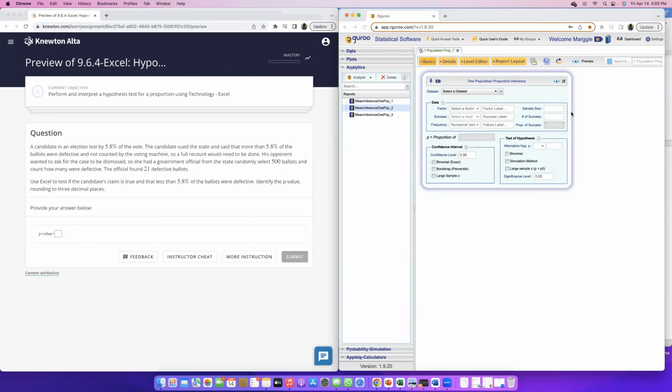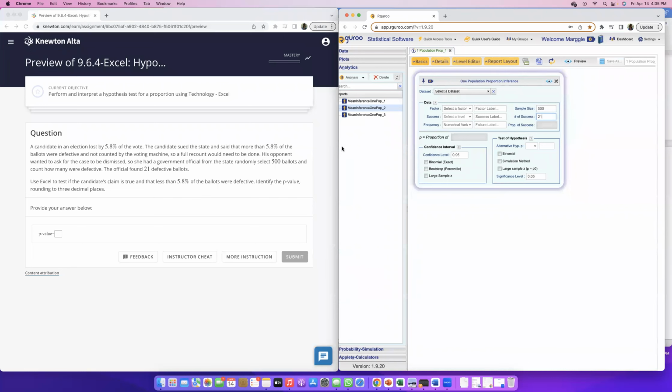So in this case, we had a total of 500 ballots, and we were counting defective ones. Every time we found a defective ballot, that's a success for us because that is what we are interested in. So we had 21 defective ballots out of 500. Then our proportion is going to be 0.042. That is the proportion of defective ballots in my sample.